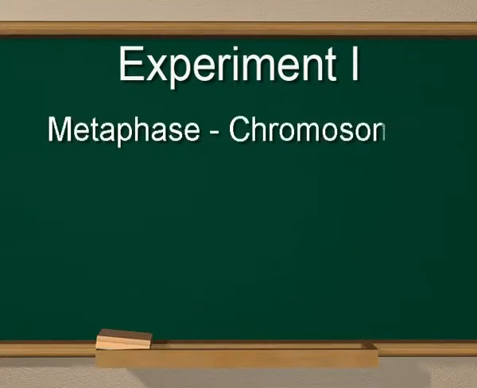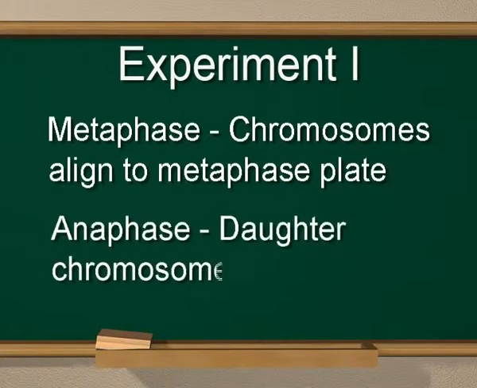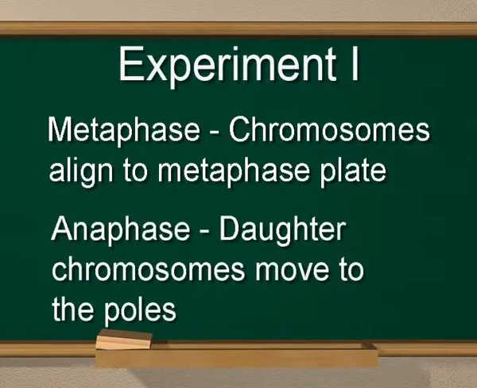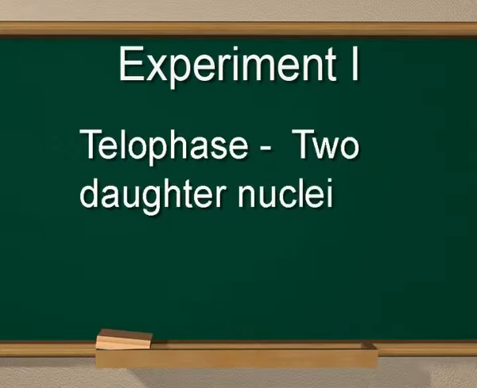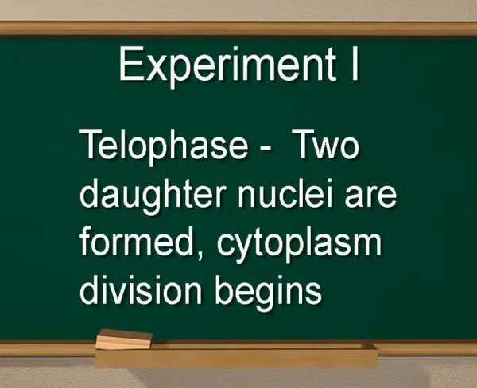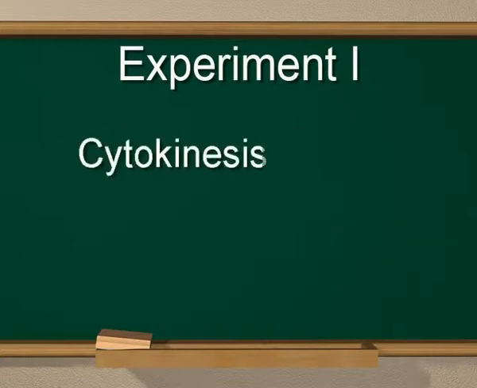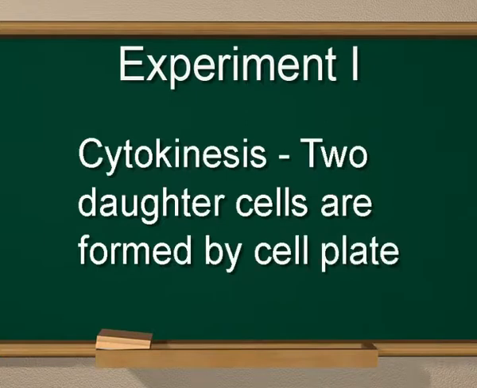Metaphase. Chromosomes align to metaphase plate. Anaphase. Daughter chromosomes move to the poles. Telophase. Two daughter nuclei are formed. Cytoplasm division begins. Cytokinesis. Two daughter cells are formed by cell plate formation.